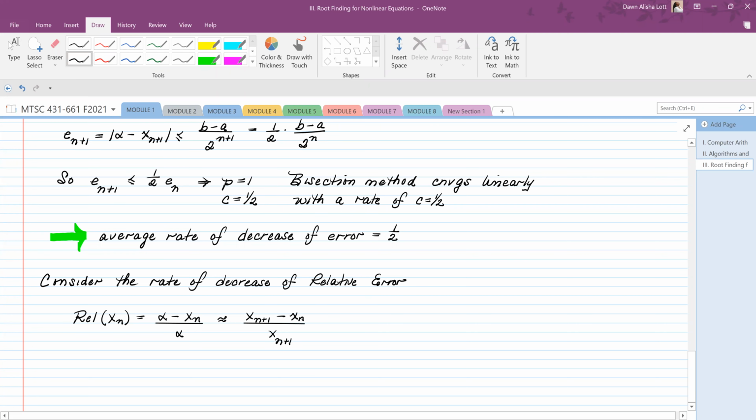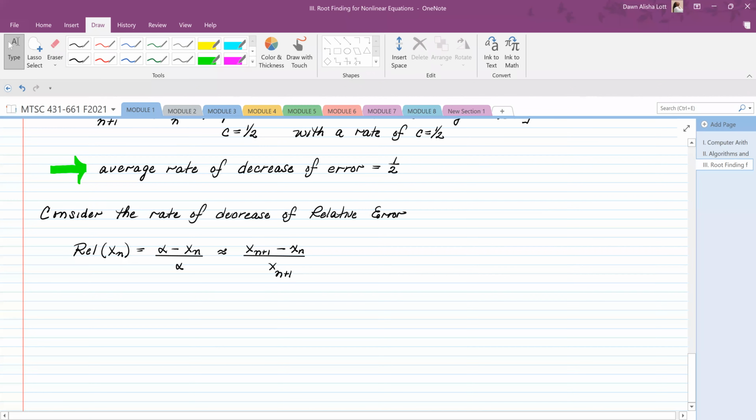All right, so therefore the rate of decrease of relative error is equal to the relative error in x_{n+1} divided by the relative error in x_n. Okay.